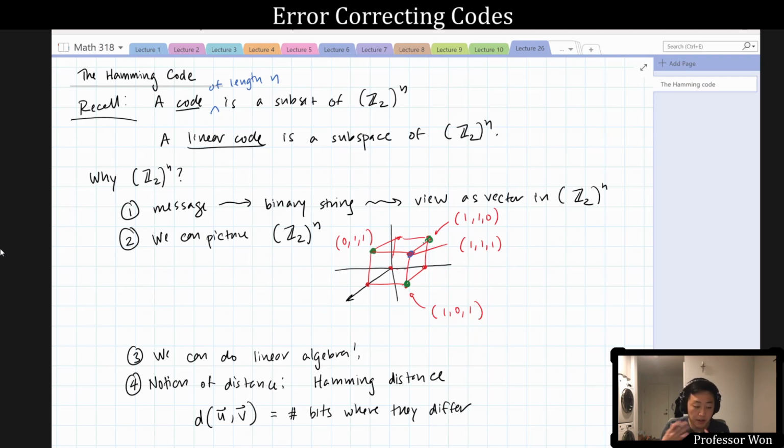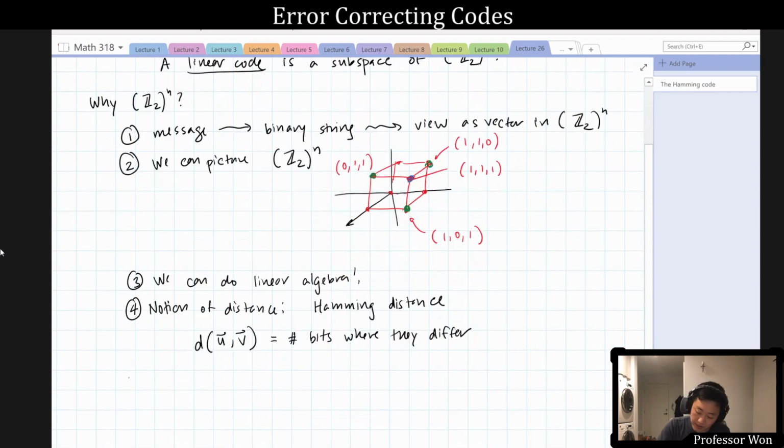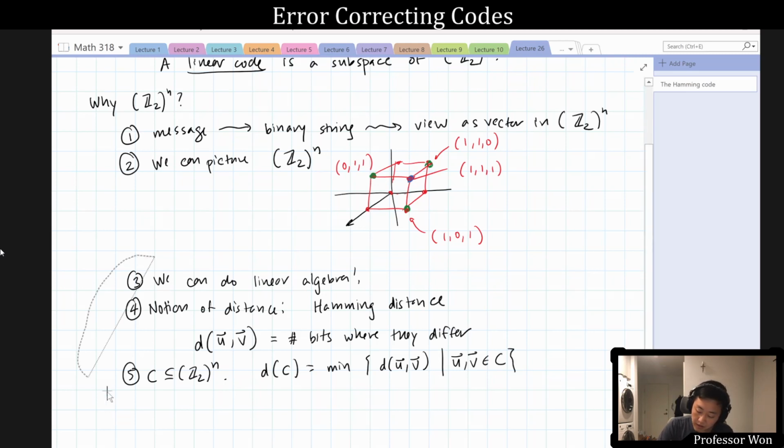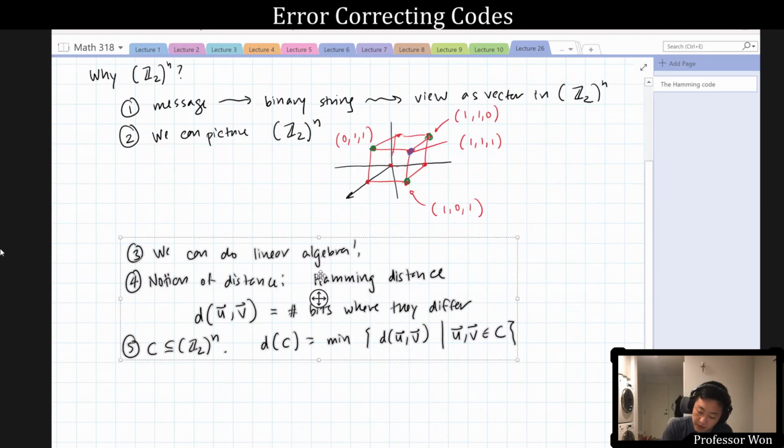Okay, and then we said if you have a code, the distance of the code is just the closest any 2 points in the code get to one another. So let me scroll down a little bit. If C is a code, then the distance of C is the minimum of the distances between u and v, where u and v are in C. Okay, and why will this be important?